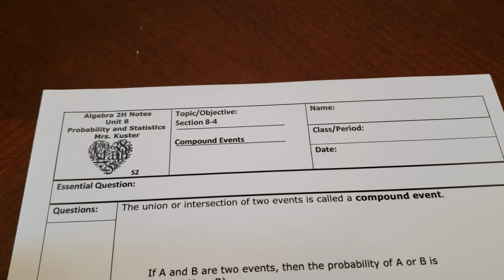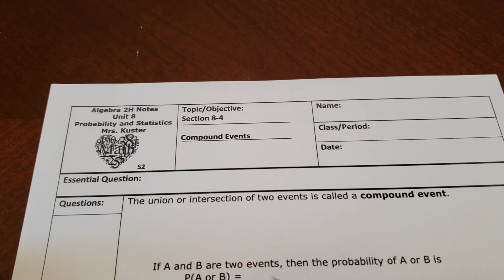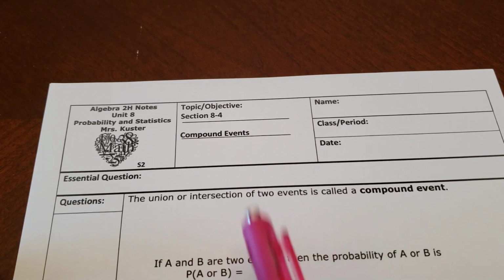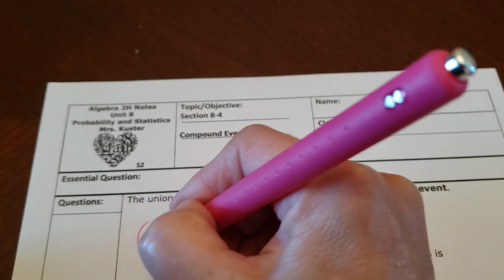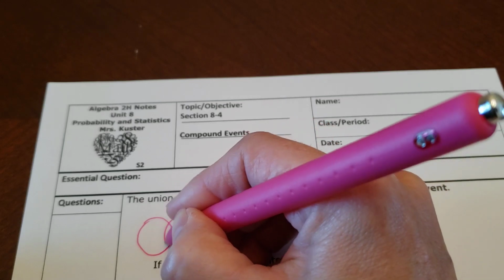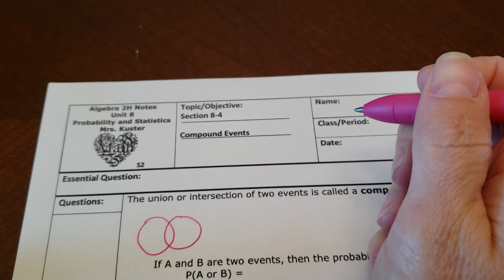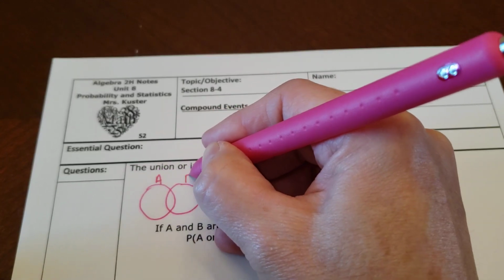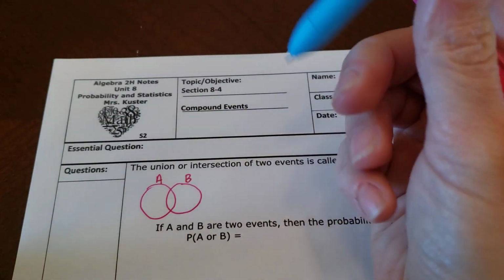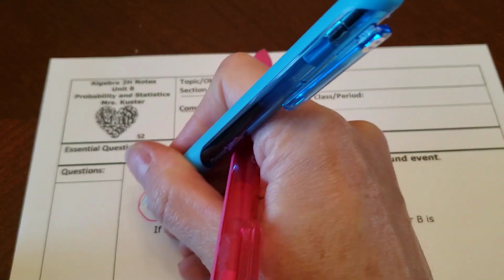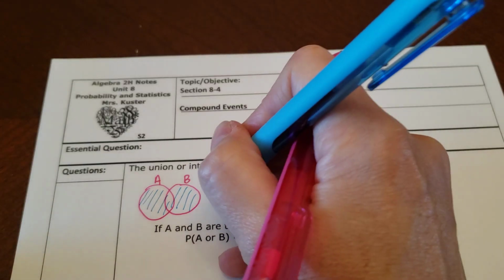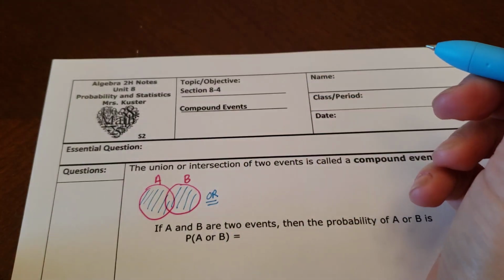All right, today we're discussing compound events with probability. So the first thing just to touch on is a union versus an intersection, because we have two different types. A union is when you have two circles like a Venn diagram, and let's say this is everything in event A, everything in event B. When you have every answer from A and B counting, that's what happens when we have an OR problem.